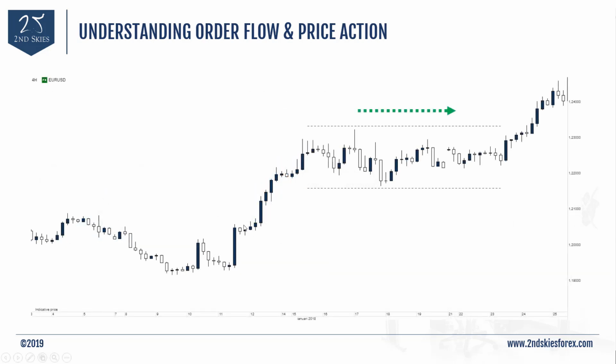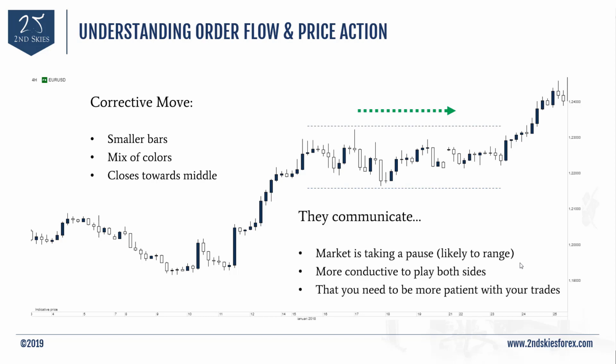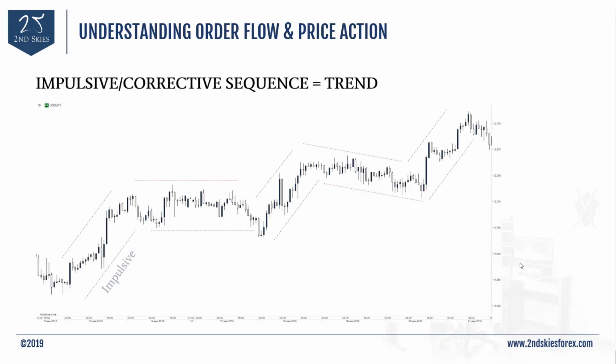When we look at it in the chart, this is the same chart. So here's the bullish impulsive move, but look what happens. We go into a corrective phase with a mix of bullish and bearish candles, closes towards the middles, and smaller candles. So this is a textbook impulsive and corrective pattern manifesting itself here. You can see this meets all the definitions of a corrective move. Now, before we move on, it's important to understand that impulsive and corrective moves tend to operate in a pattern.